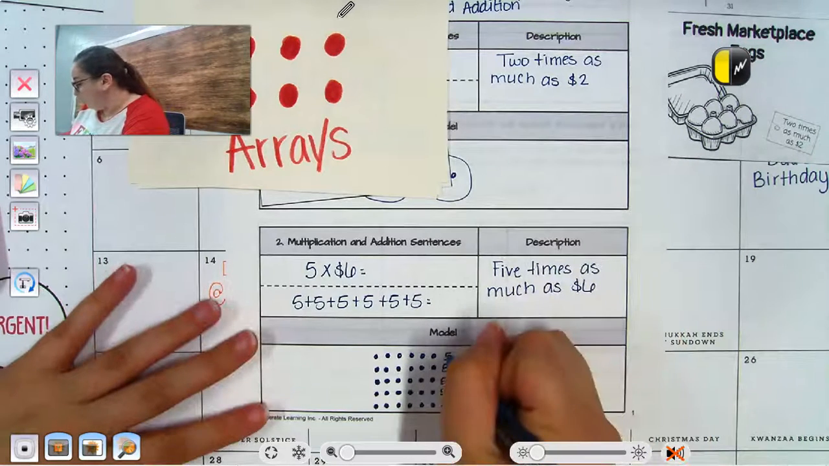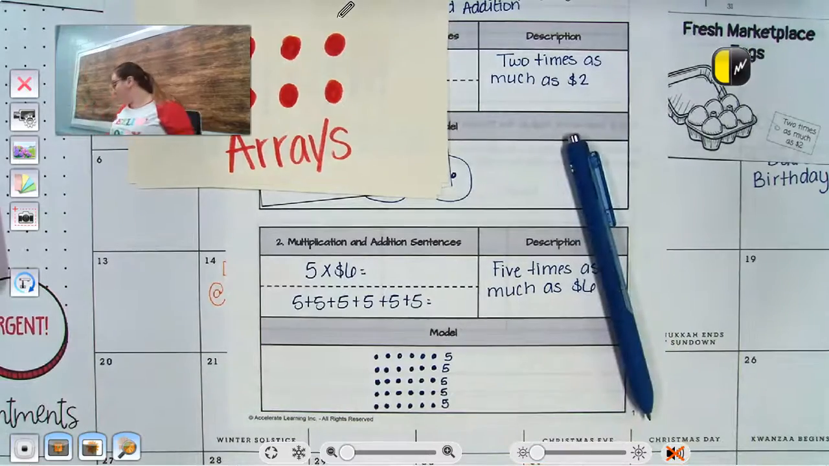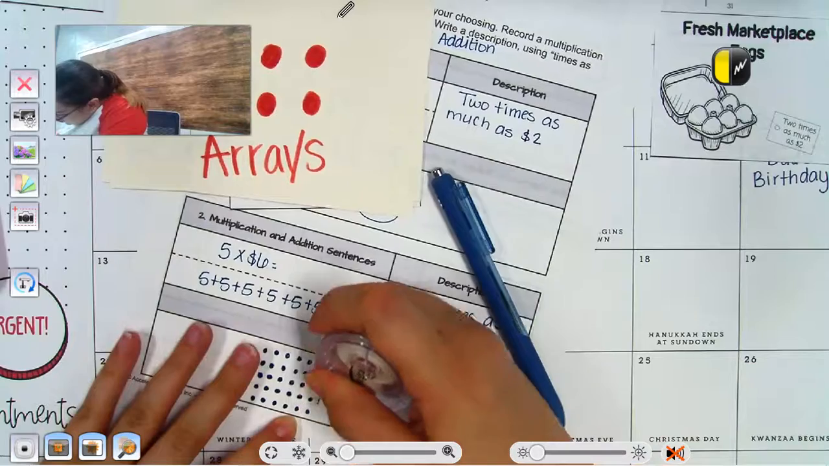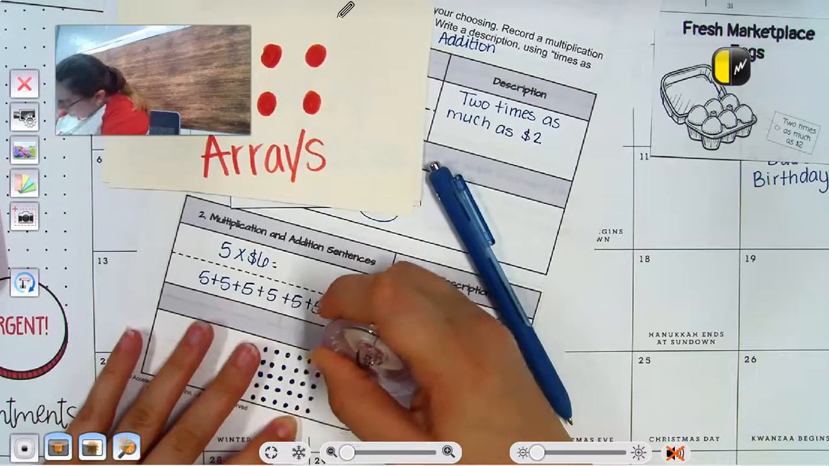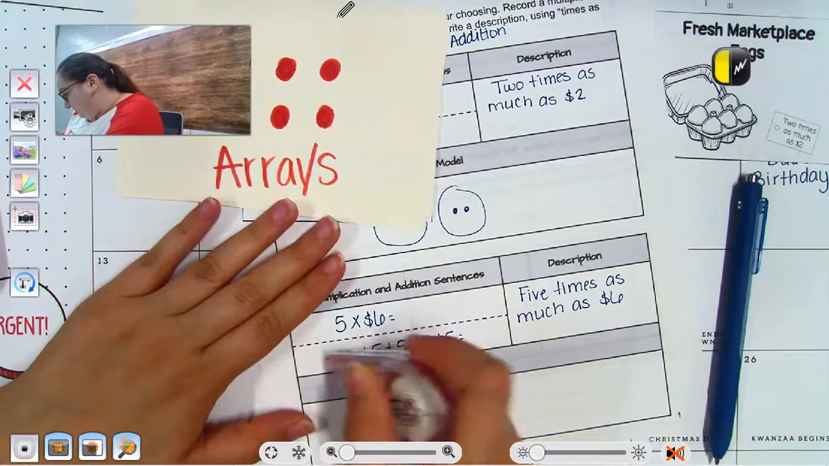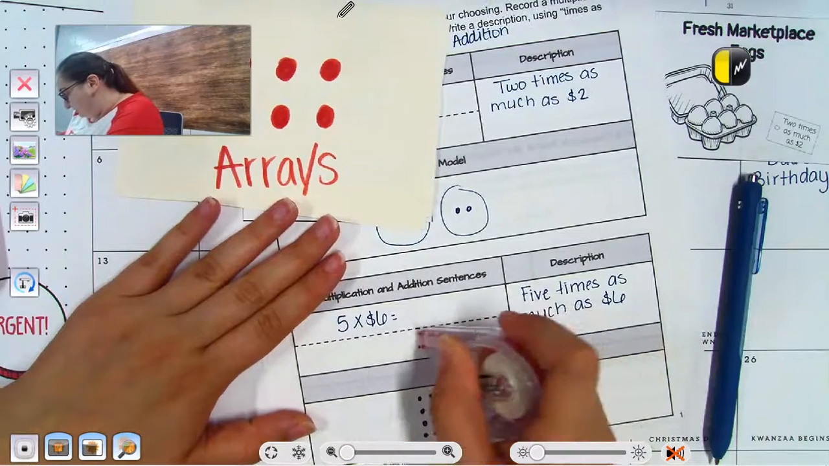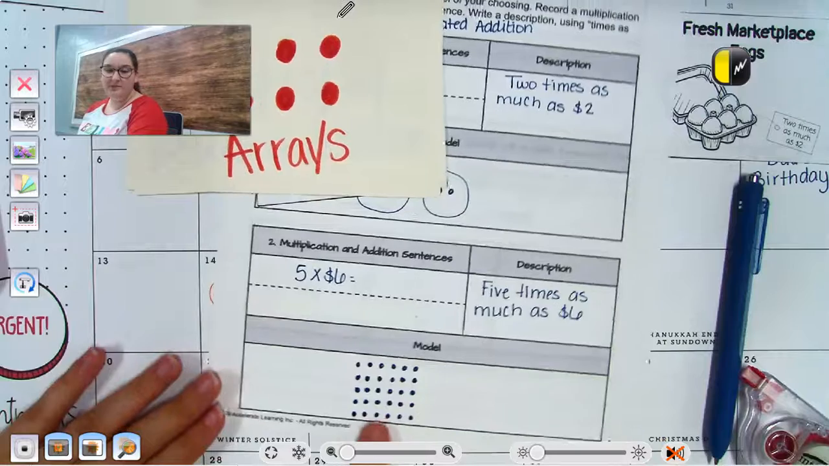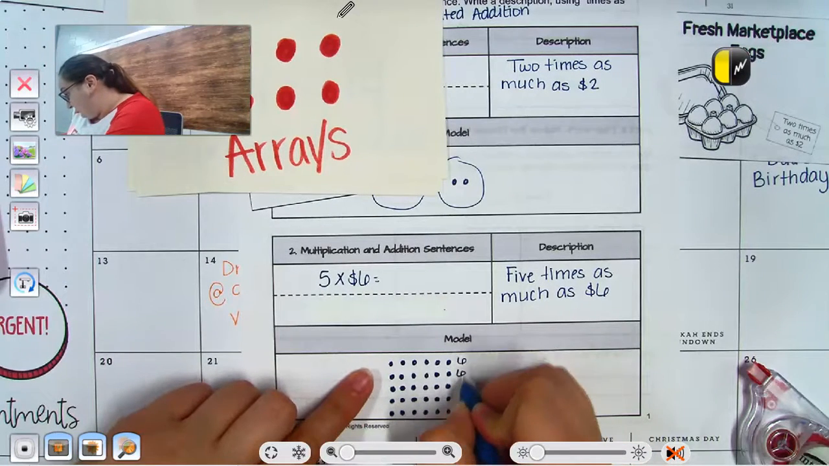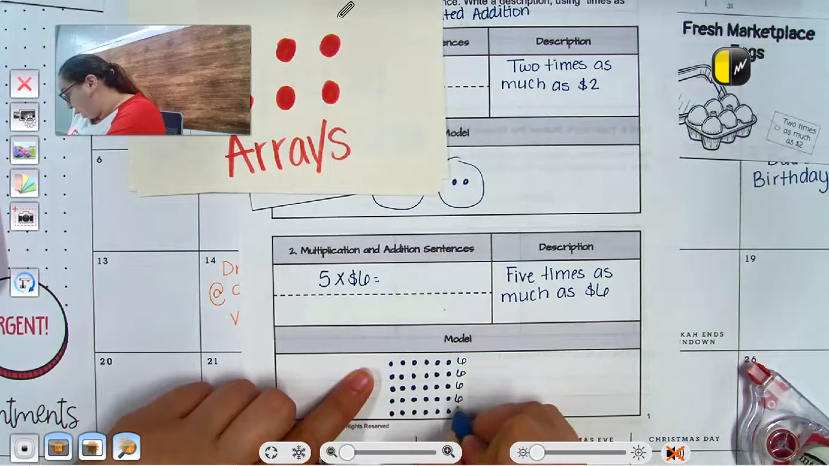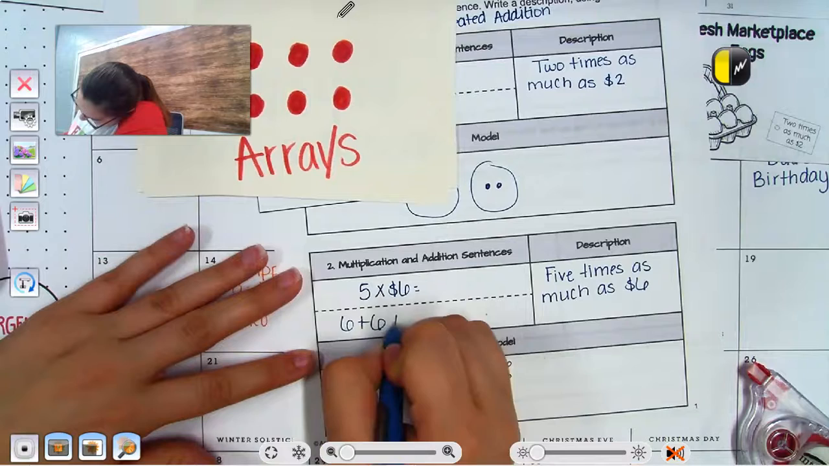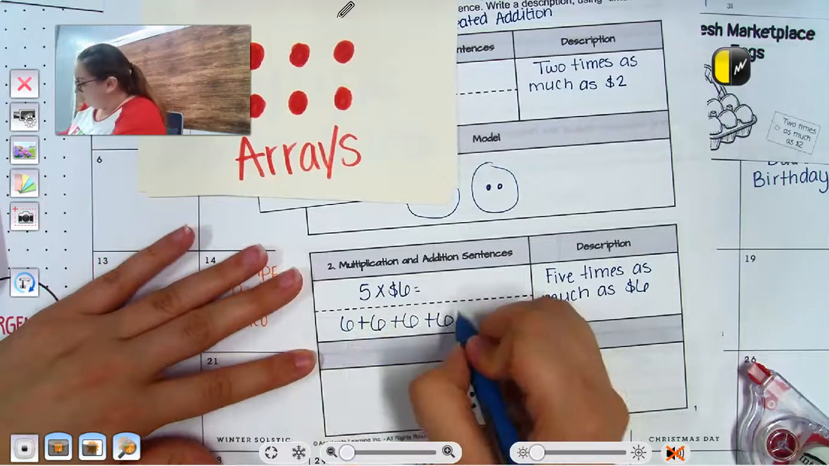Oh, I did this wrong. See? I did it wrong. This is why we don't write in pen, guys. So erase. Make sure you're using pencil. You don't have to erase the array, just erase the numbers. It's 6 in each group. So 6 plus 6 plus 6 plus 6 plus 6.